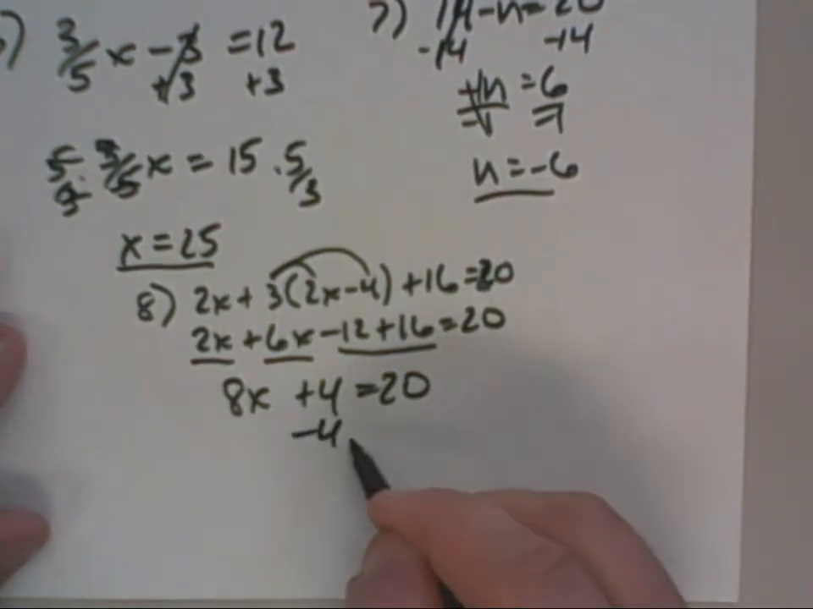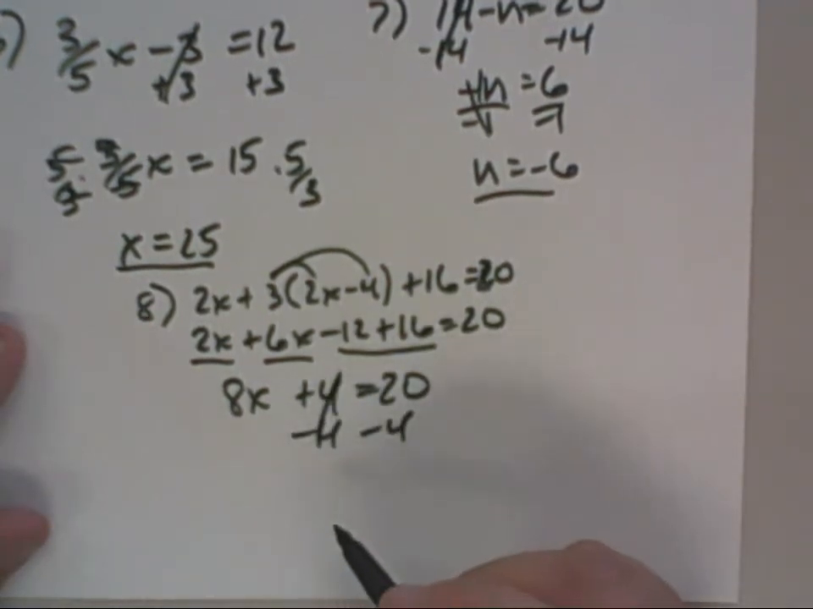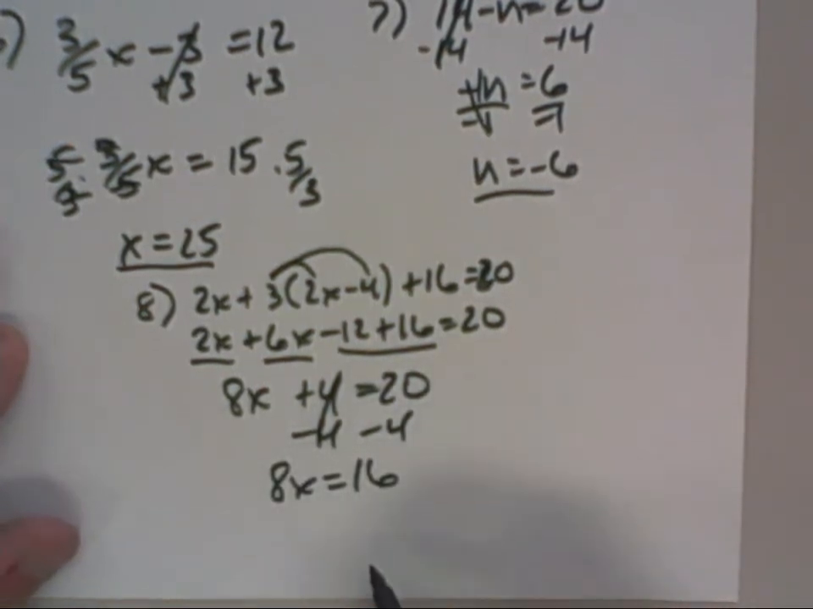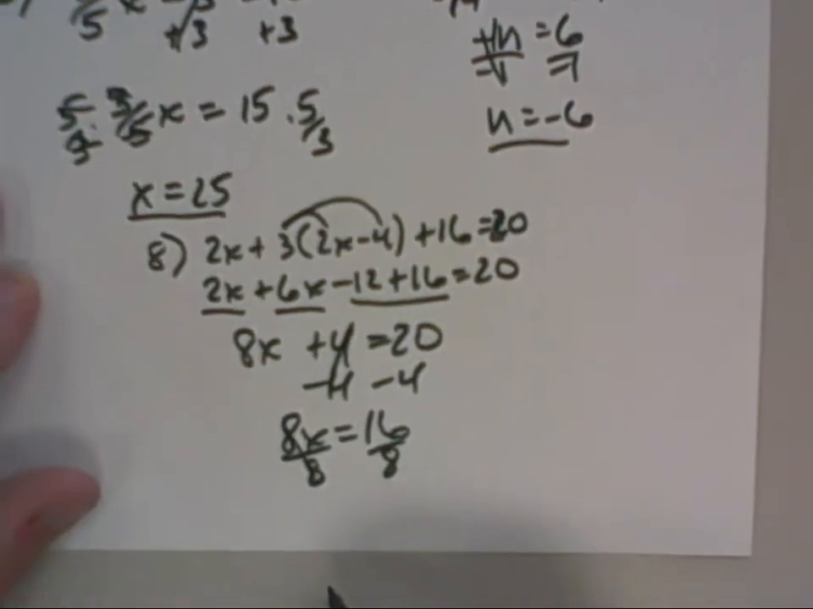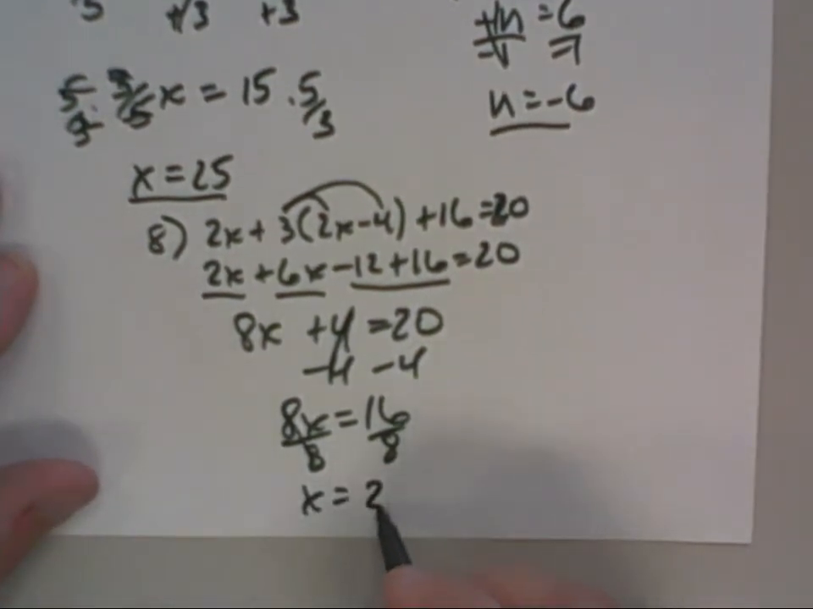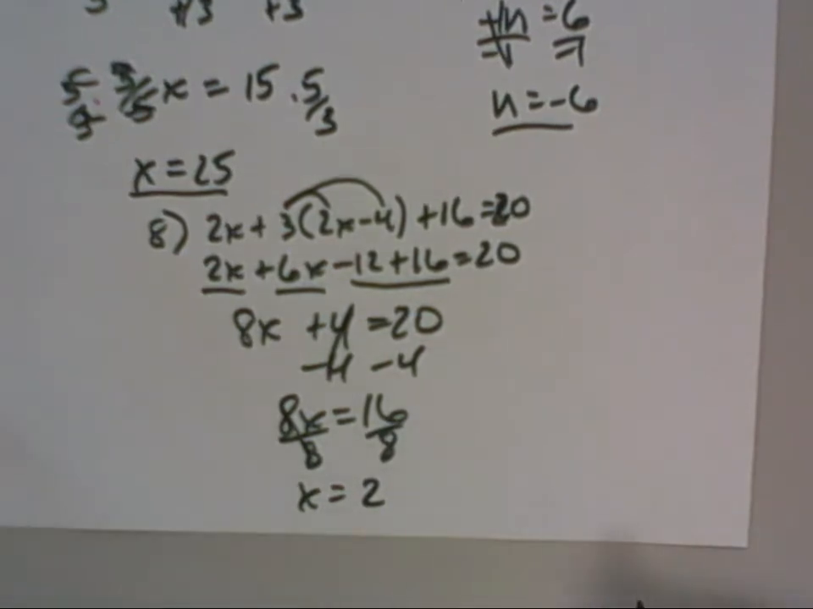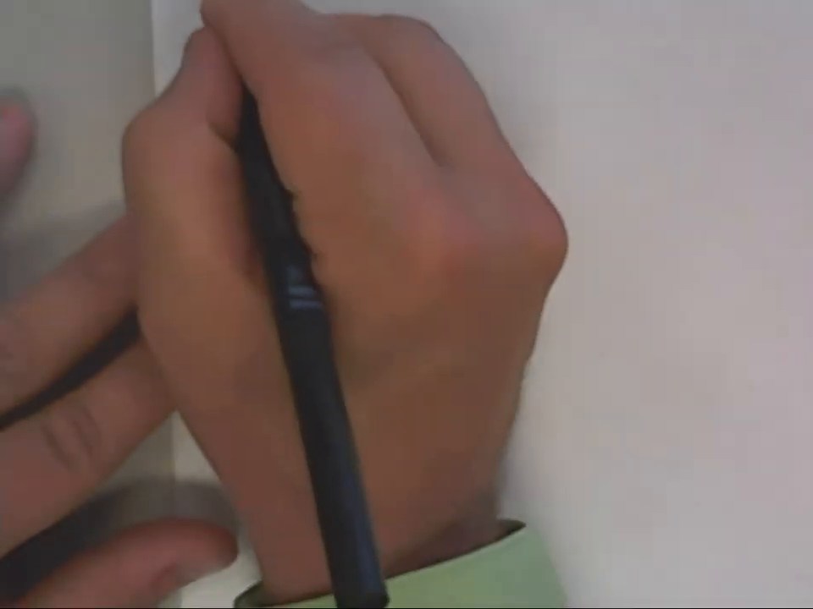Then we could subtract 4 from both sides to get rid of adding 4, which means we'd have 8x equals 16. And then we want to divide both sides by 8 to get rid of the 8, and x would equal 2. So that is number 8. If we move on here and take a look at number 9.